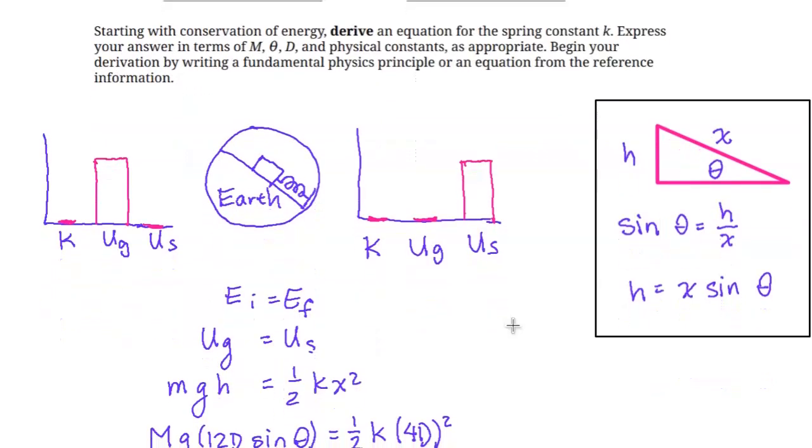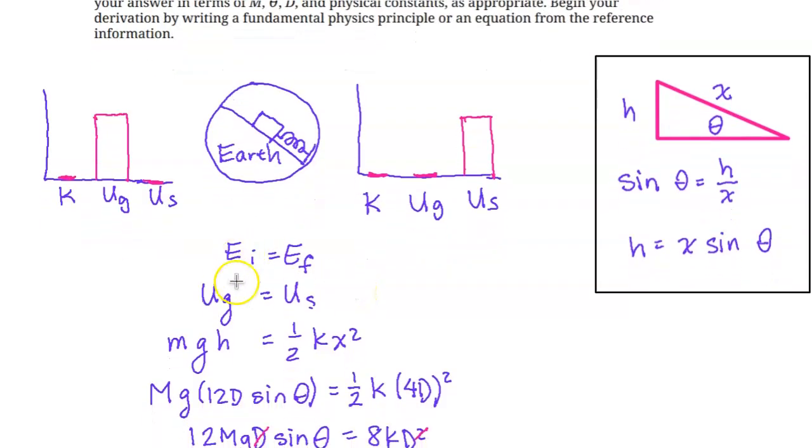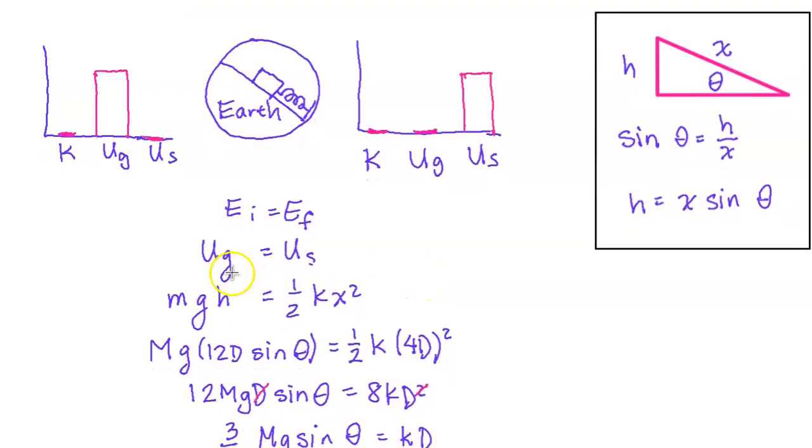And so we're going to use the conservation of mechanical energy equation, which says that the initial mechanical energy equals the final total mechanical energy. And the initial mechanical energy is just the gravitational potential energy. The final mechanical energy is just the spring potential energy. And gravitational potential energy is mgh. Spring potential energy is 1 over 2 kx squared.